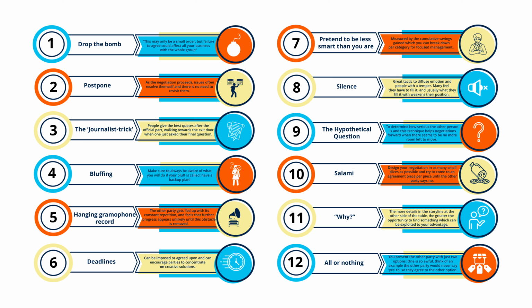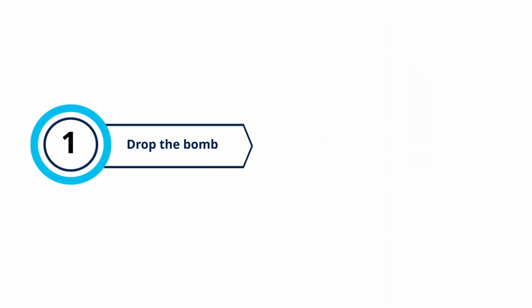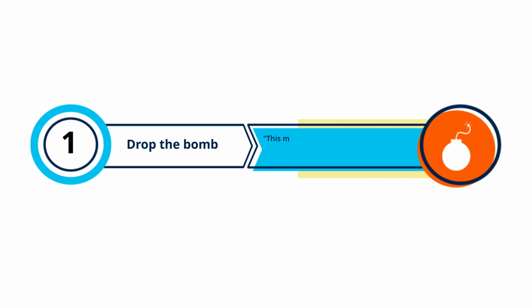We will teach you which tactics to use, when to use them, and in what way you should use them. Number 1. Drop the bomb. This is a suggestion that a failure to concede will lead to possible catastrophic consequences. This means using threats such as, "This may only be a small order, but failure to agree could affect all your businesses with the whole group."